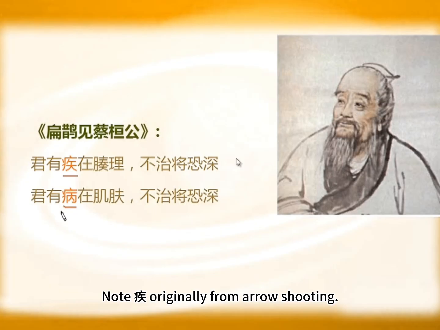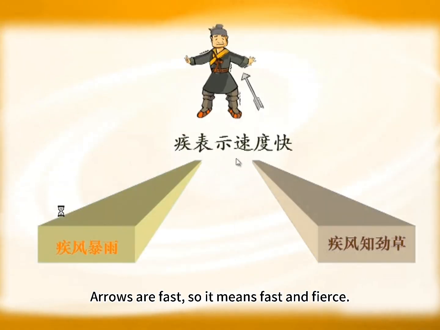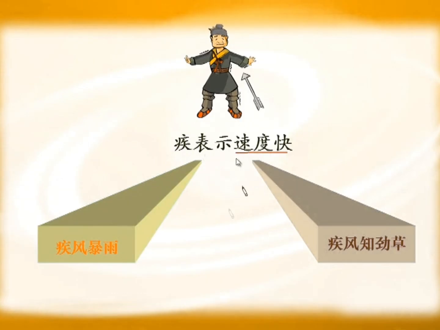Note that 疾 originally comes from an arrow shooting. Arrows are fast, so it means fast and fierce. For example, 疾风暴雨 and 疾风知劲草. Both mean the wind is fast and fierce.